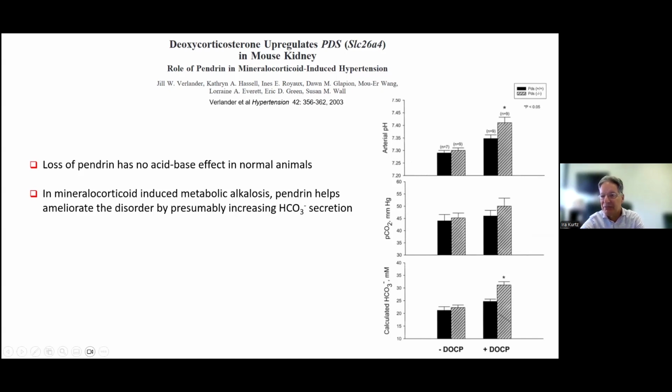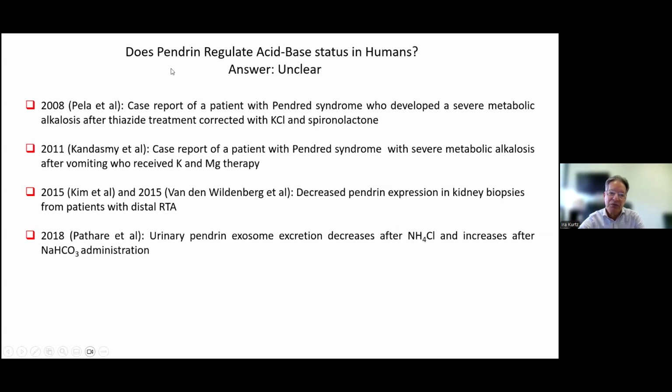But the animals that had gotten mineralocorticoids, you can see that in the absence of pendrin, the metabolic alkalosis was much worse. So presumably under certain stimulatory conditions, maybe hypokalemia, maybe from this study, mineralocorticoids, or other factors that can enhance the chance of getting a metabolic alkalosis, maybe then pendrin turns on, and without it, you can see the effect of the metabolic alkalosis much greater. So the question then, and it's still unclear, is does pendrin regulate acid-base balance in humans?